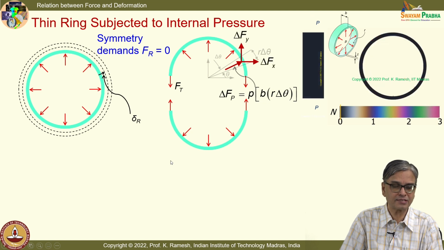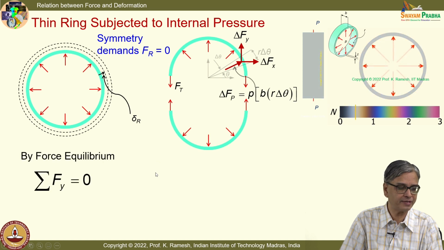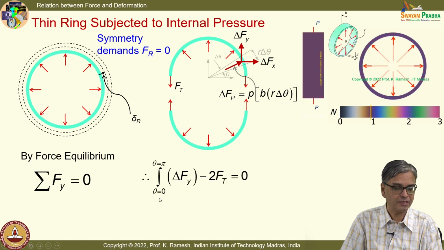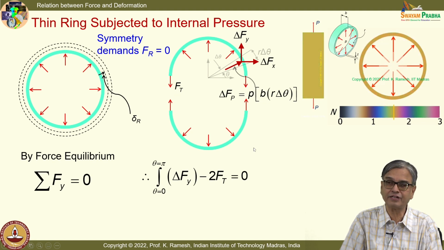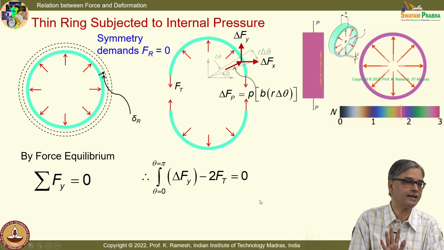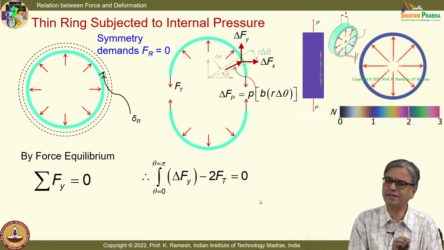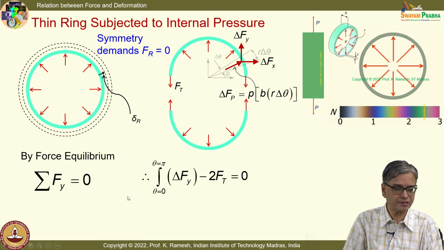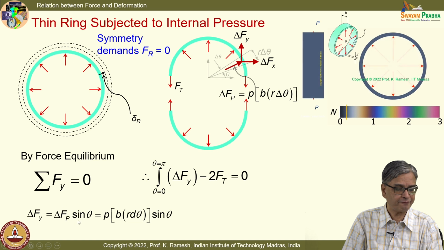So, I can put this as delta Fx and delta Fy, and I can write the force equilibrium, sum of delta Fy equal to 0. And I have the integral from 0 to pi of delta Fy, minus one Ft here and another Ft here, equal to 0. Is the idea clear? This is very straightforward. We have taken a simple problem, and then you substitute what is delta Fy, and this is nothing but delta Fp sin theta.